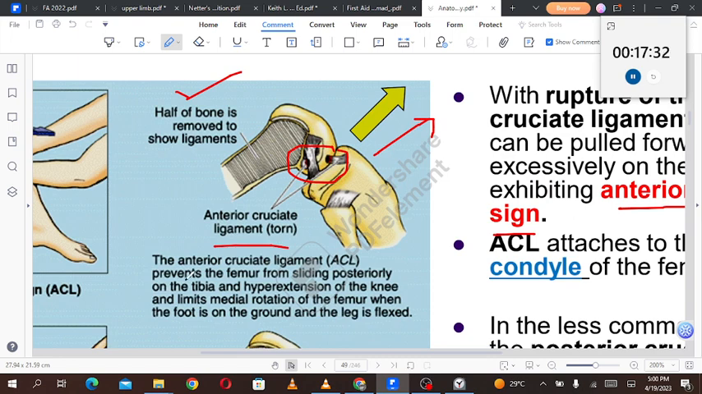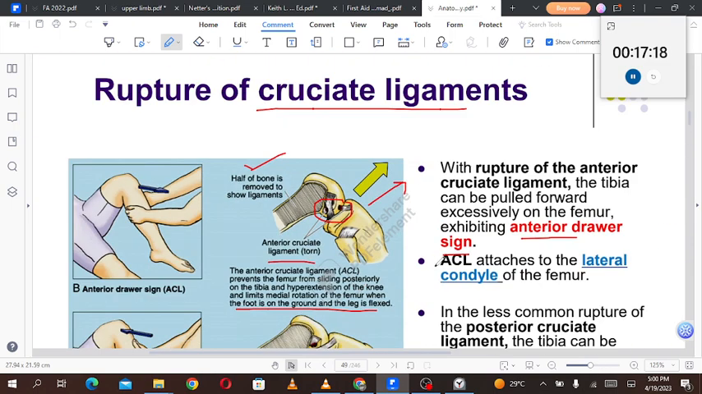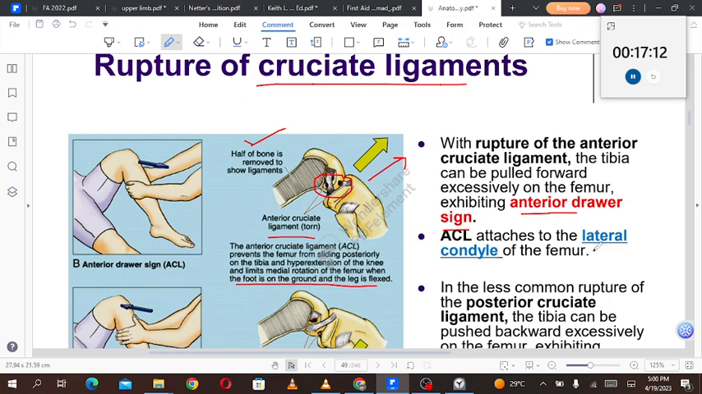The anterior cruciate ligament prevents the femur from sliding posteriorly on the tibia and hyperextension of the knee, and limits the medial rotation of the femur when the foot is on the ground and the leg is flexed. So with rupture of the anterior cruciate ligament, the tibia can be pulled forward excessively on the femur, exhibiting the anterior drawer sign. Anterior cruciate ligament attaches to the lateral condyle of the femur.